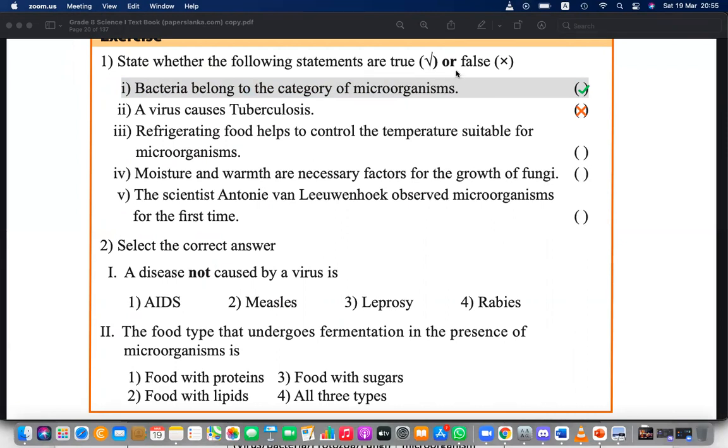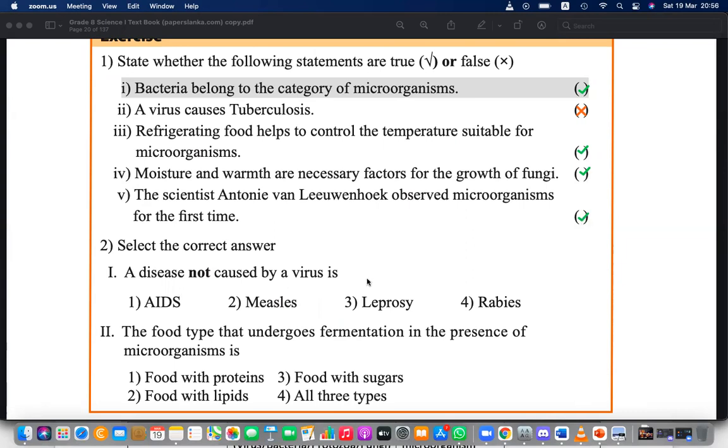Then, refrigerating food helps to control the temperature suitable for microorganisms. Refrigerating is putting it in the fridge, cooling it. It will help to control. Yes, obviously, it will help. Moisture and warmth are necessary factors for the growth of fungi. Yes, obviously. The scientist called Anton van Leeuwenhoek observed microorganisms for the first time. Yes, he's the one.